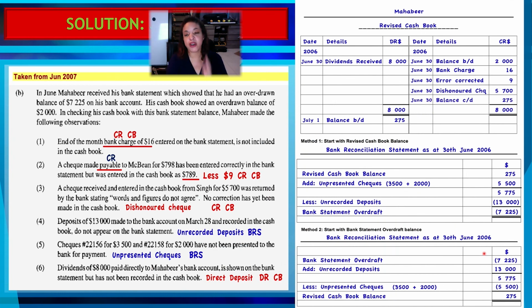So this would be your answer for June 2007 bank rec. Once again, notice it looks the same. Your solution looks the same. The difference is just in how they present the information. So very short video. I hope it was short enough and that you understand. Rewind and look it over again and you can slow it down, pause, whatever it is.